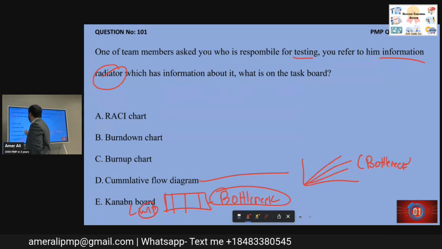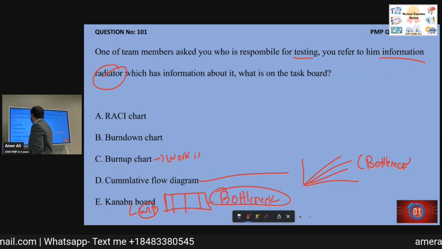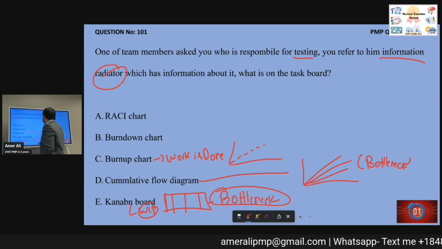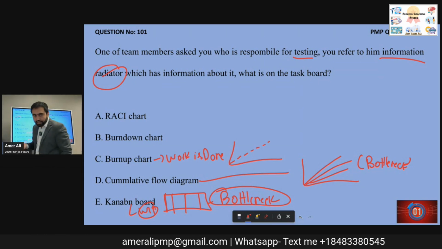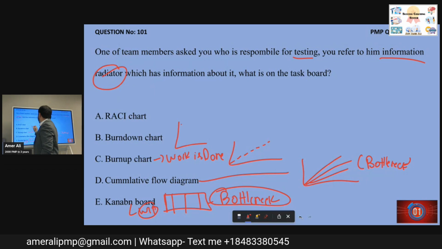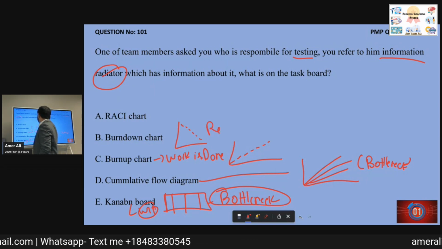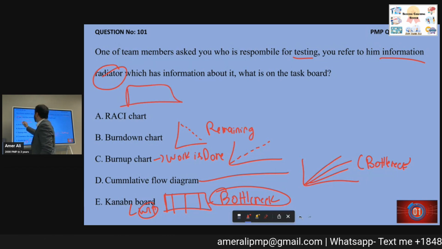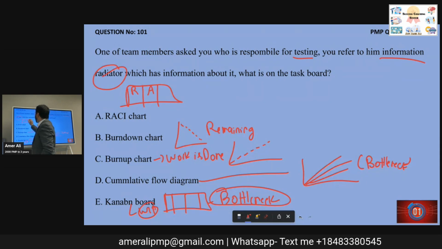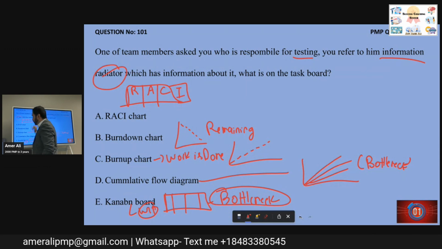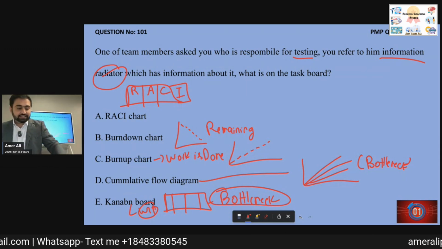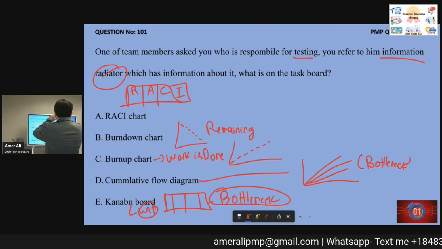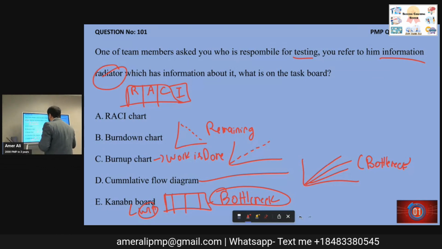Burnup chart. How much work is done? Okay, so it shows how much work has been completed. We are not looking for that. Burndown chart. It shows how much work is remaining. We are not looking for that. RACI. It shows who is responsible, who is accountable, whom to consult, whom to inform, right? And that's exactly what we are looking for in this question. We are looking in this question who is responsible, who is accountable, whom to consult, whom to inform.